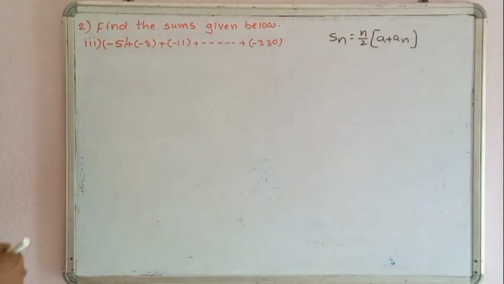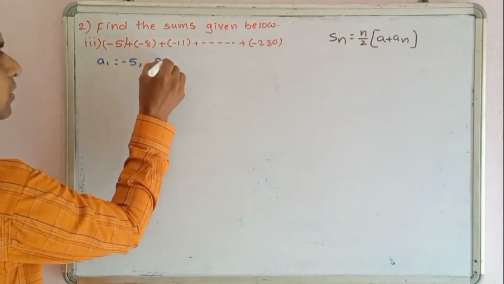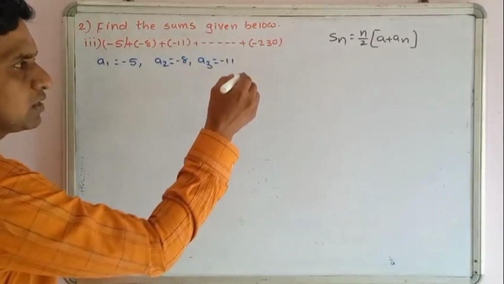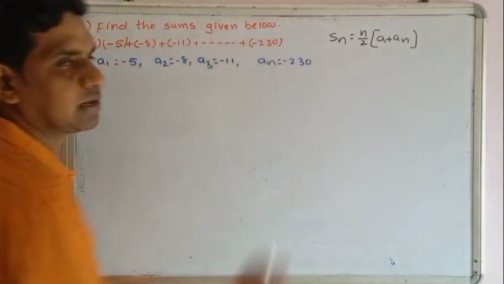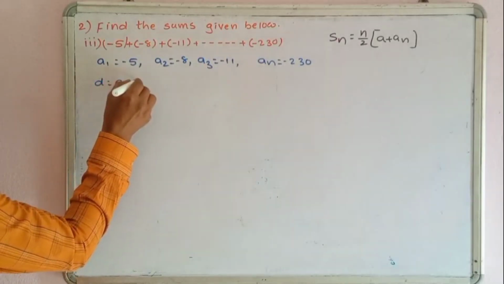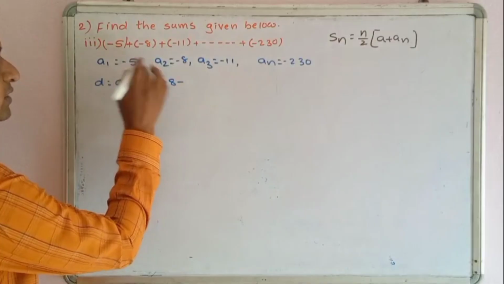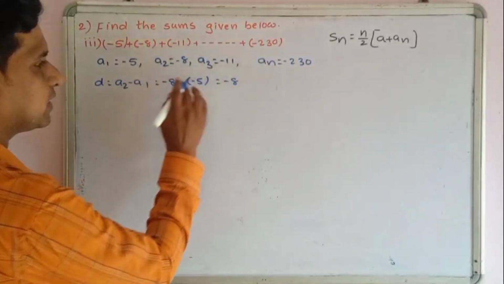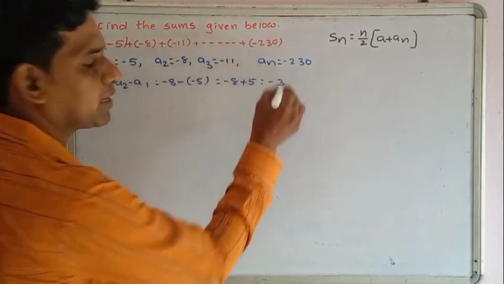Okay. First, a1 equals how much here? a1 equals minus 5. a2 equals minus 8. a3 equals minus 11. So let us say the last term an equals minus 230. So d equals, what is the formula? a2 minus a1. So that equals minus 8 minus a1, which is minus 5. That equals minus 8, minus of minus is plus 5. Minus 8 plus 5 is minus 3.